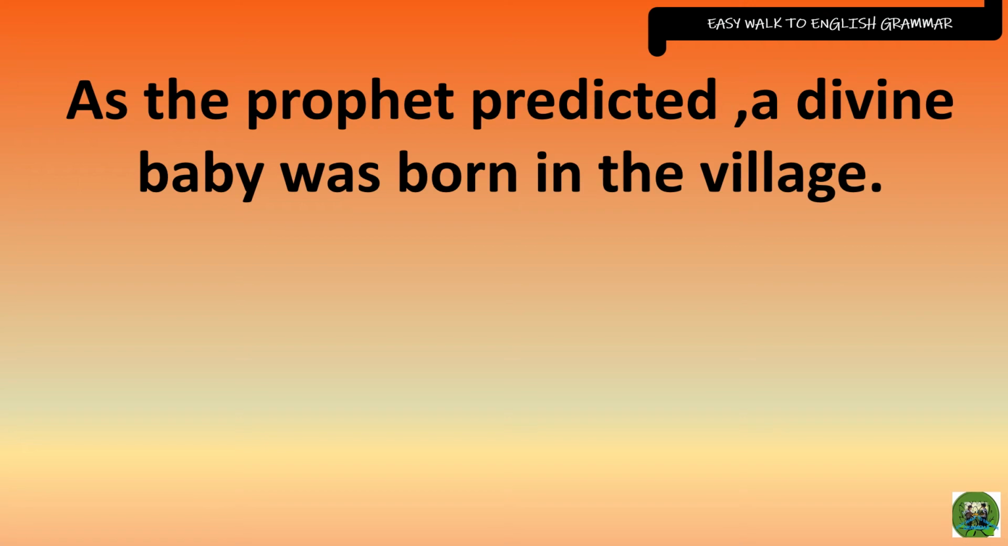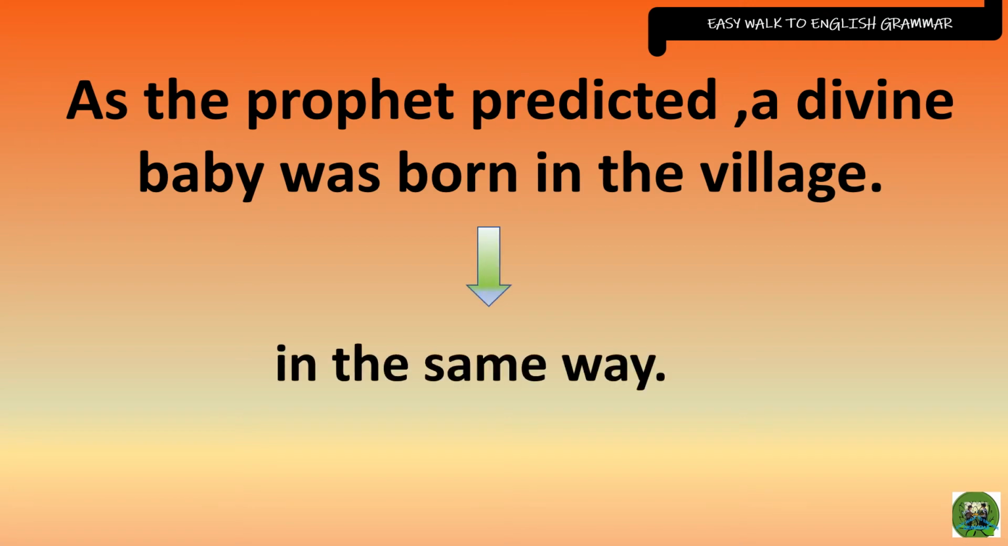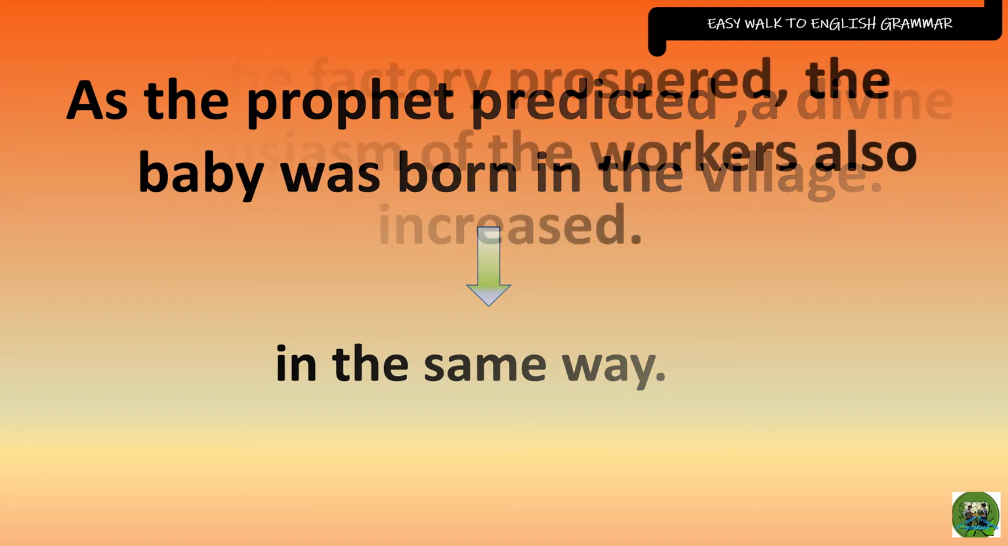So it's very clear that as functions here as a conjunction. And what purpose does as serve here as a conjunction? It tells us in the same way as the prophet predicted. That is the purpose or the sense that as gives us in this sentence, in the same way. We can move on to another example.